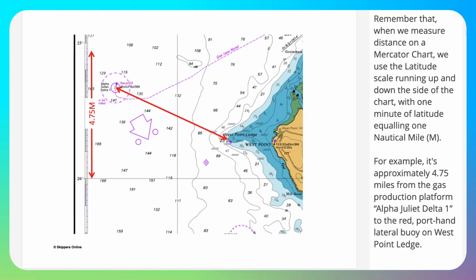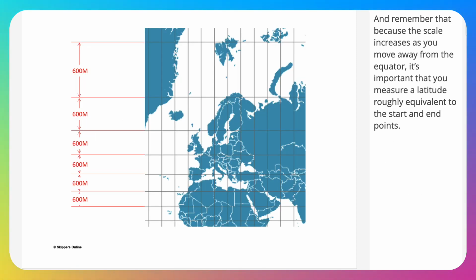Remember that when we measure distance on a Mercator chart, we use the latitude scale running up and down the side of the chart, with 1 minute of latitude equaling 1 nautical mile. For example, it's approximately 4.75 miles from the gas production platform Alpha Juliet Delta 1 to the red port hand lateral buoy on West Point Ledge. And remember that because the scale increases as you move away from the equator, it's important that you measure at a latitude roughly equivalent to the start and end points.